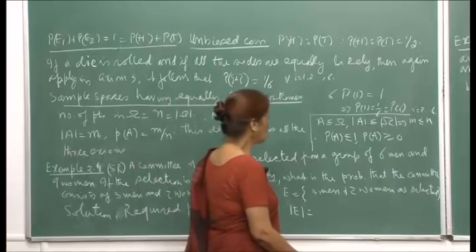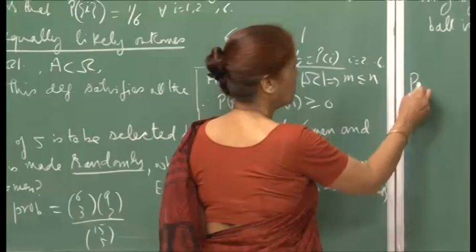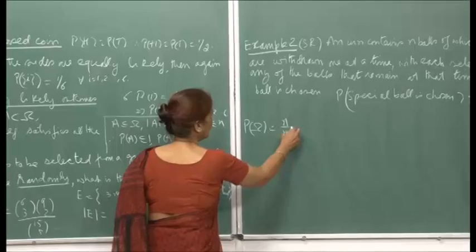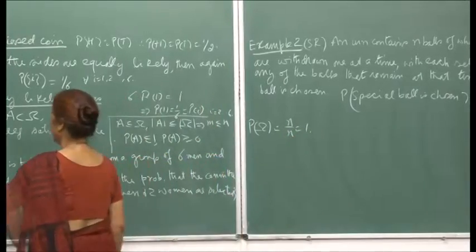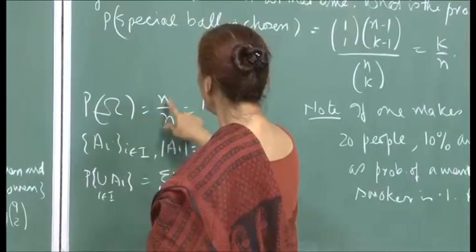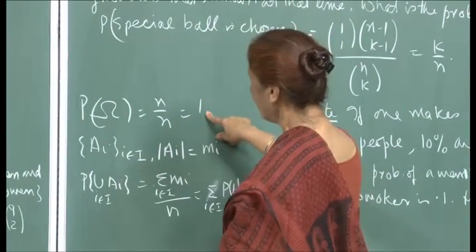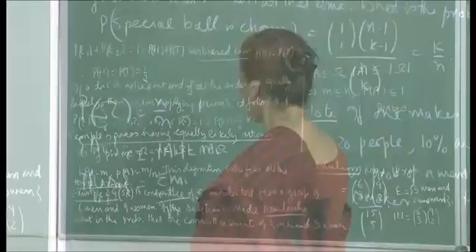So this satisfies the first axiom. Then similarly, the probability of omega would be n by n, which is 1, because omega has n points. So n upon n, verifying the definition, the probability is 1. So this axiom is also satisfied.